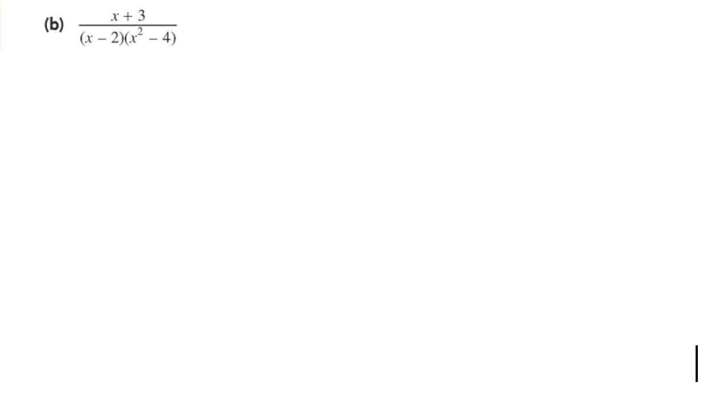Right, let's look at the second question. Right, let's check for the degree. So numerator is degree 1 and your denominator is degree 3. So this is a proper fraction, because the degree of the numerator is less than the degree of the denominator. So what is given is a proper fraction.